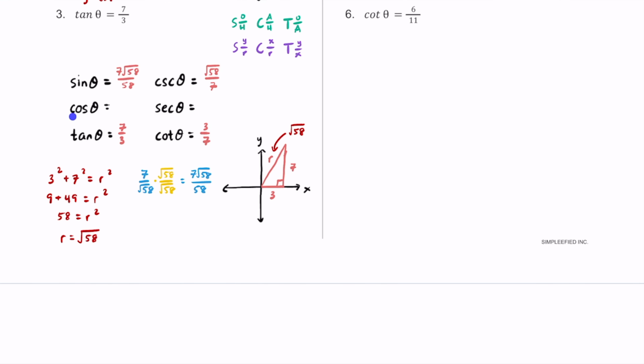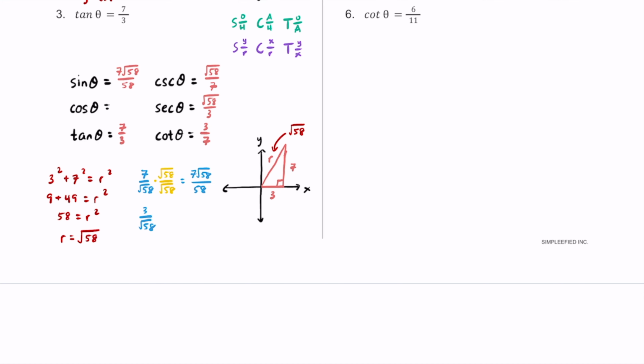Okay, now what about cosine? Cosine is going to be the adjacent over hypotenuse, or x over r. Well, here's x and then here's r, so it's going to be 3 over root 58. Now I'm going to write this over here, 3 over root 58. All right, that's going to be for cosine, which we'll rationalize in just a moment. But secant, let's go ahead and flip it upside down right now. So it's going to be root 58 over 3.